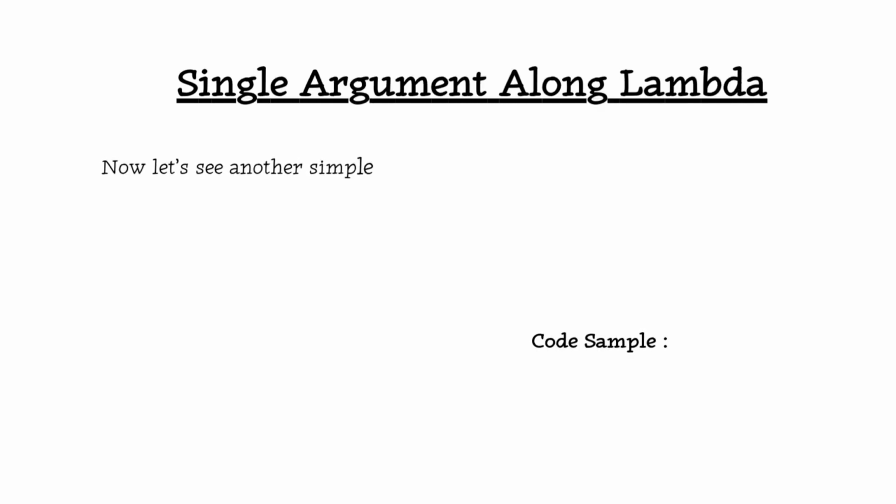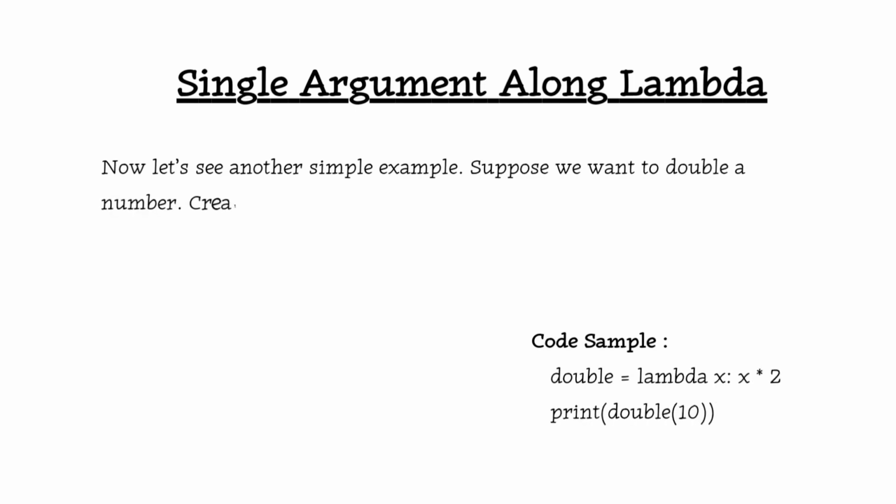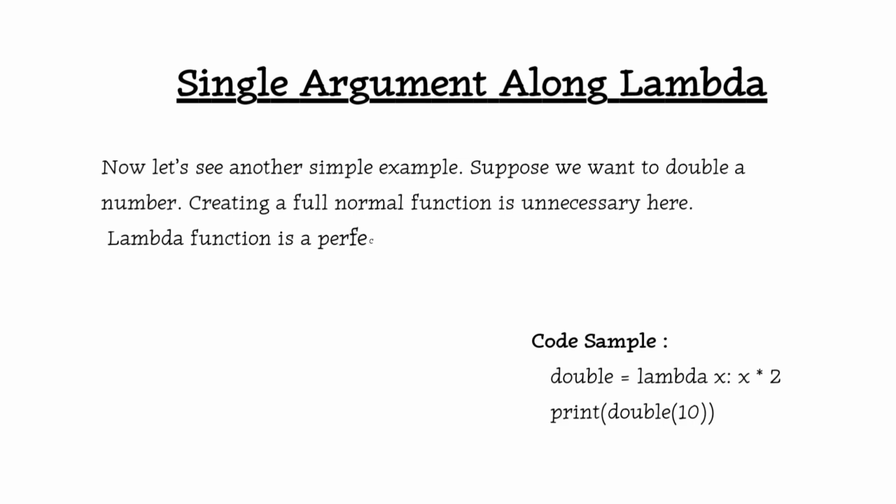Let's now talk about a single argument along with the lambda function. Suppose I want to double a number; creating a normal function is unnecessary here. The lambda function is a perfect fit. Let's see why exactly. For the same, I have shown a small code snippet on the screen. See, I have written double equals lambda x colon x into 2, and then I'm using the print function over here to evaluate the output and get the result printed on the screen. After the evaluation, it will print 20 as the result.